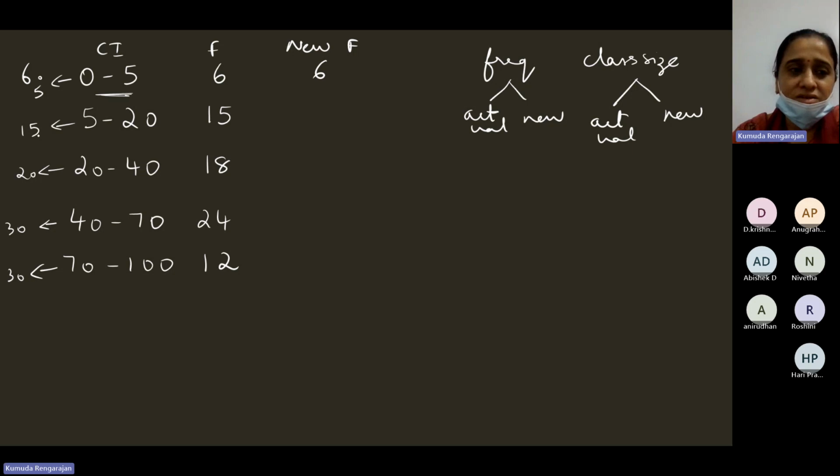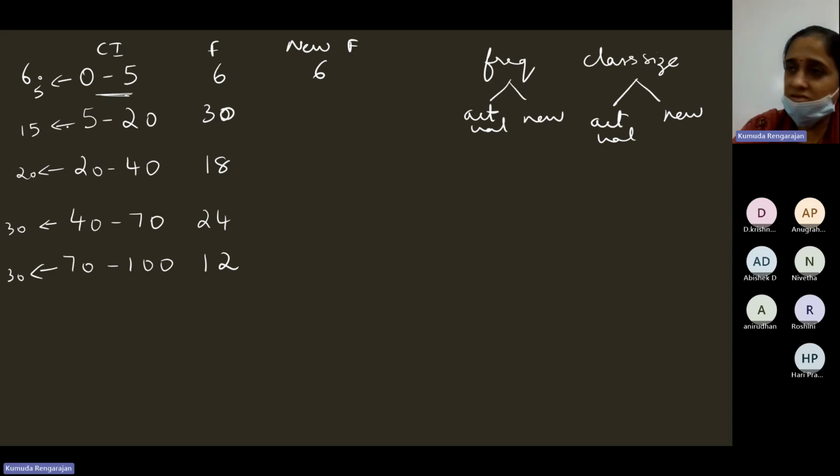So what is the size here? 15. What's the size here? 15. Because this is also the same, you might get confused, so I'll just change it so that I can explain better. Otherwise this 15 and that 15 will get confused. Okay, I've just made it 30.